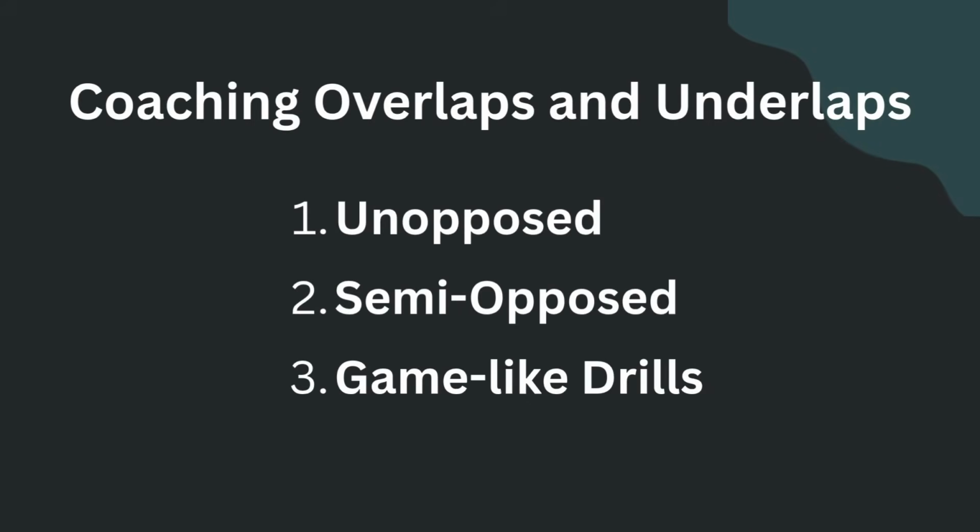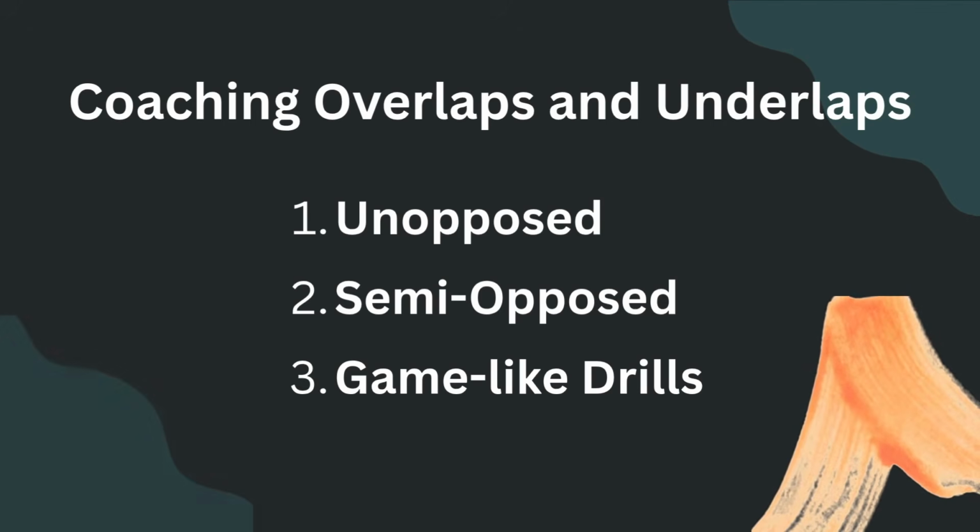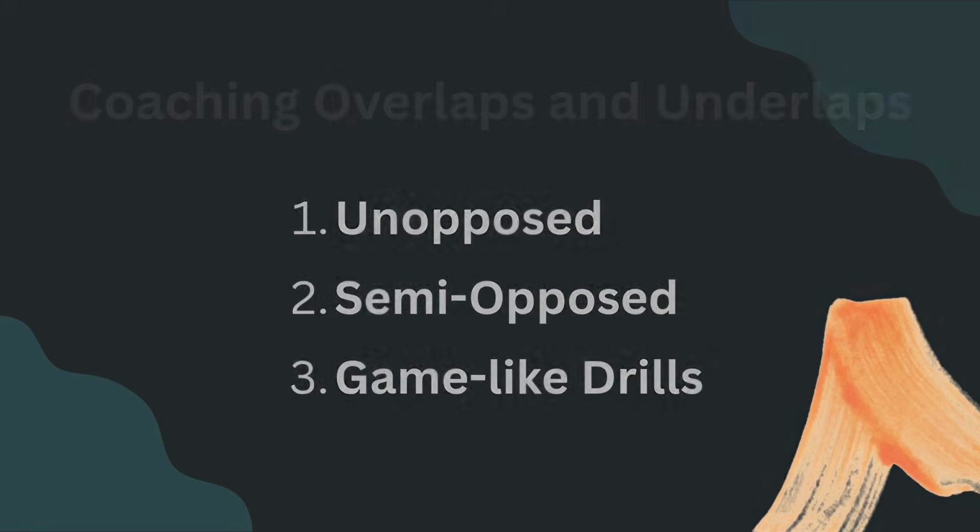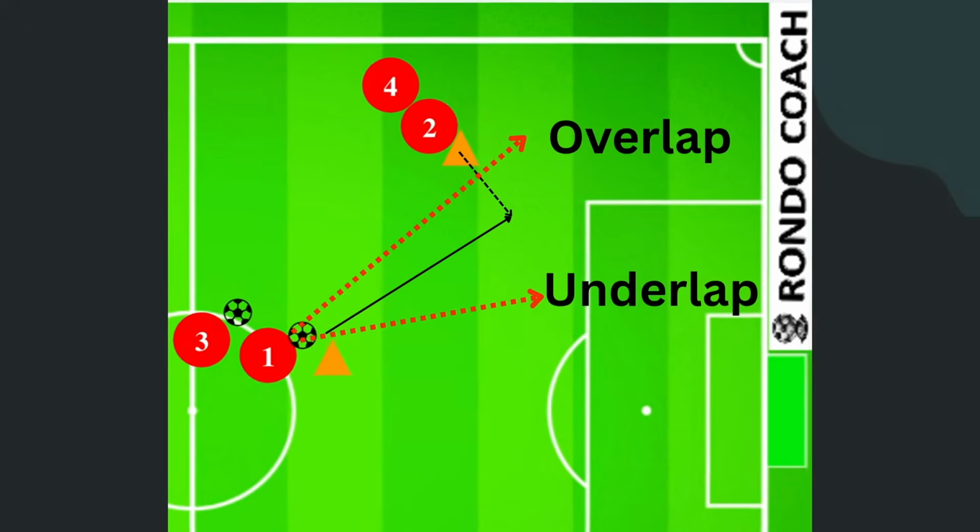But how do you coach overlaps and underlaps? Let's structure the drills into three categories: unopposed, semi-opposed, and situational games. While drills should strive to be as close to the game situation as possible, there is a benefit of putting more constraints for a certain period of time.